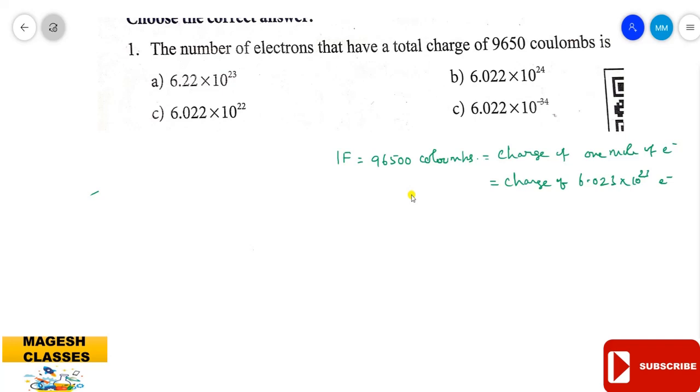So the number of electrons present in 96500 coulombs is 6.023 into 10 to the power 23. Here the question is the number of electrons present in 9650 coulombs. By cancelling this, you get 6.023 into 10 to the power 22 electrons. So the answer is C.